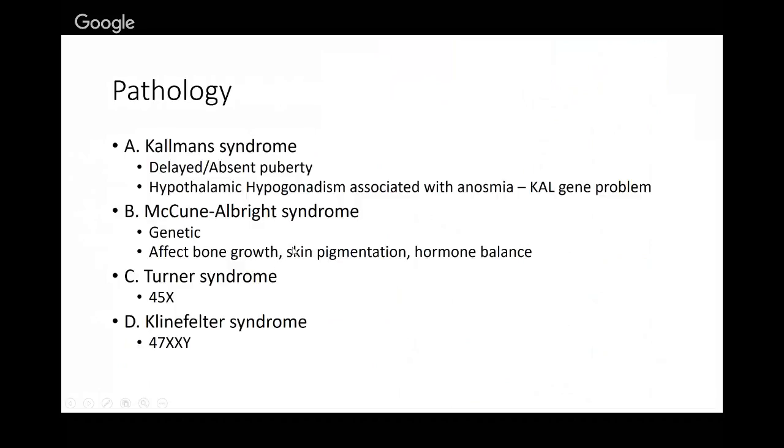Okay, the second one is McCune-Albright. I'm sure you've heard of it as well. It's a genetic condition. And apart from hormone imbalance, it also affects bone growth and leads to skin pigmentation. So the other two we've heard before. Turner syndrome is when you have 45,X and Klinefelter is 47,XXY, and both of them lead to abnormal sexual characterization. Okay, so that's it for puberty.